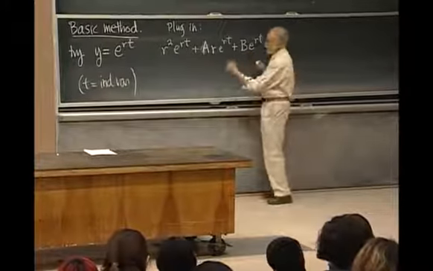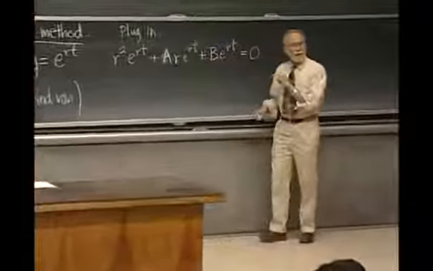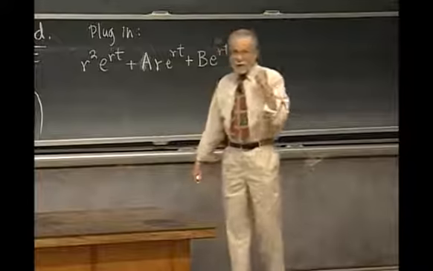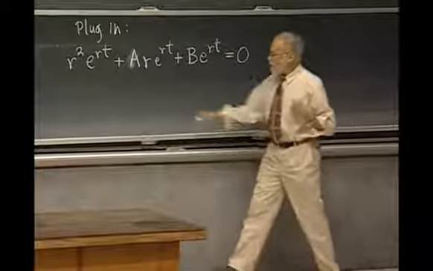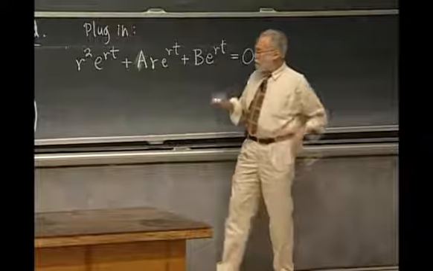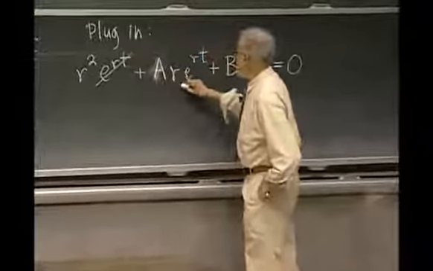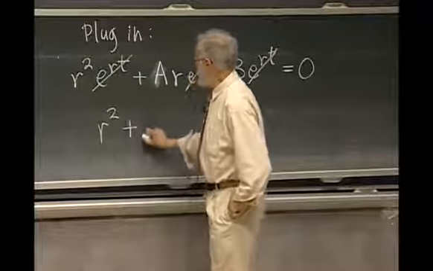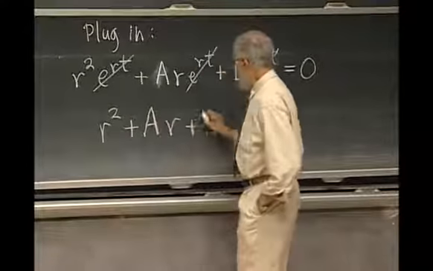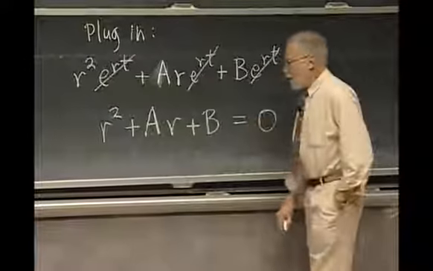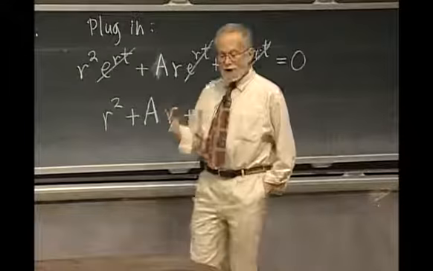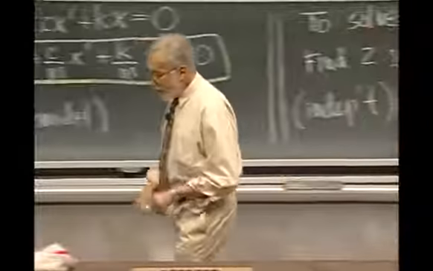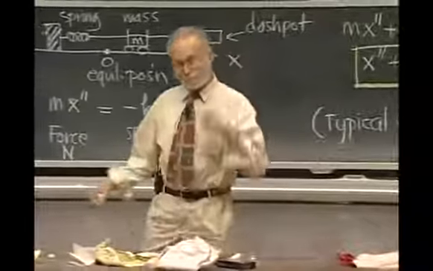Now you see, the e to the rt occurs as a factor in every term, and the e to the rt is never 0, and therefore you can divide it out, because it's always a positive number regardless of the value of t. So I can cancel that from each term, and what I'm left with is the equation r squared plus ar plus b equals 0. We're trying to find values of r that satisfy that equation. And that, dear hearts, is why you learn to solve quadratic equations in high school.